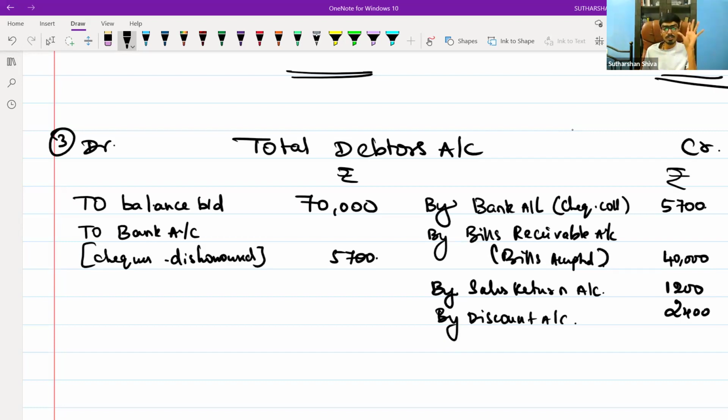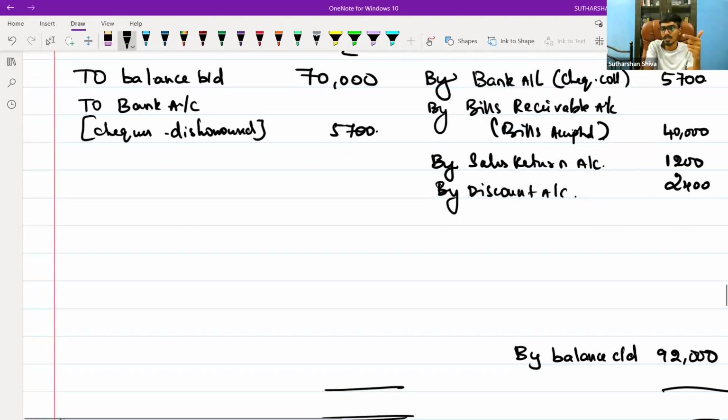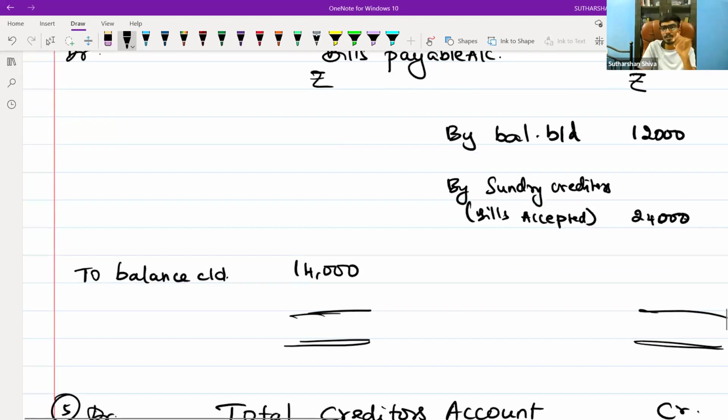There is no such requirement in the question, so we need to find it out. That's what we learned in the Sudoku of accounting, right? That's a simple thing we need to take care of. First I will close my bills payable account. If I close my bills payable account, it is going to be 36,000, right?